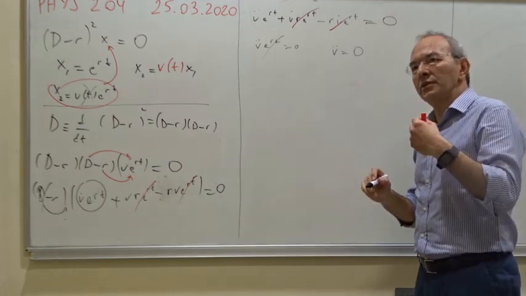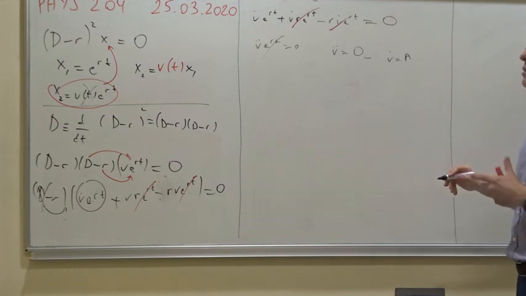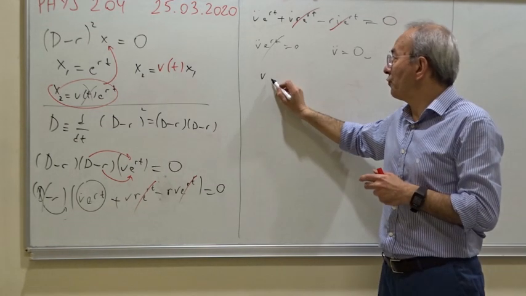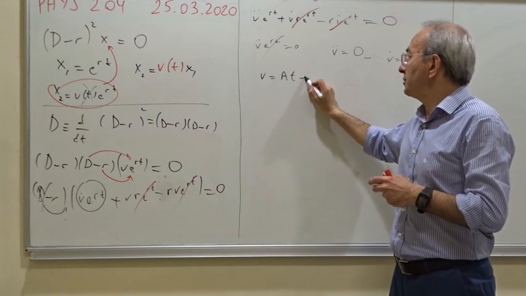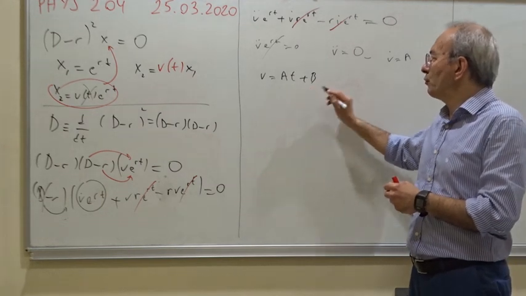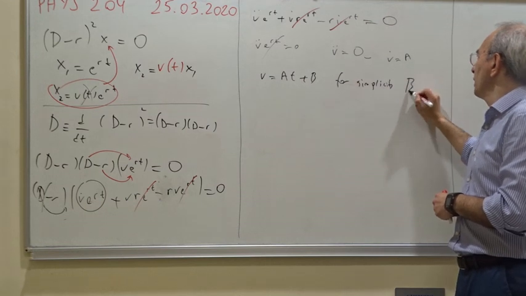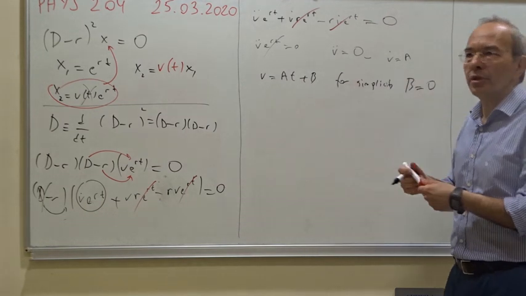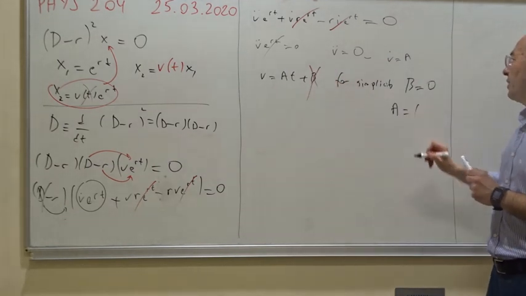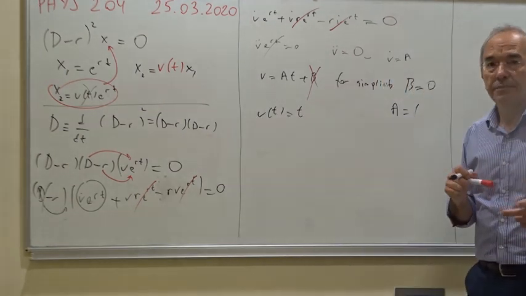If you integrate once, you get v dot is a certain number. But if you integrate once more, v will be a times t plus b. But this b, for simplicity, b can be taken as 0, so we don't have to deal with this added term. And a can be taken as 1, so v of t is simply just the time t.